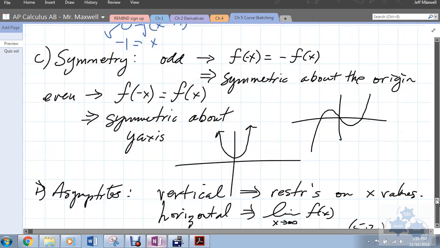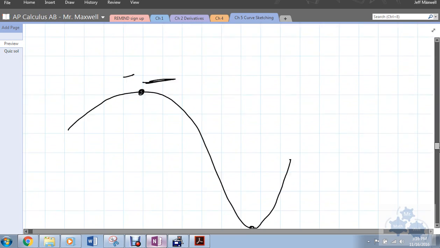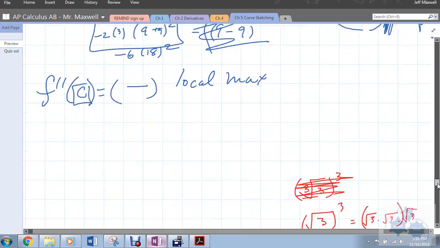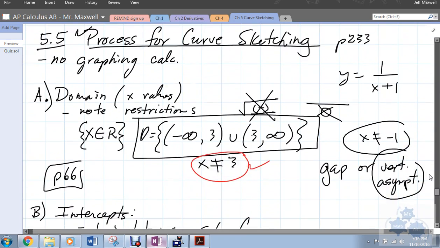So that's the procedure for curve sketching. I'll do an example with you next, okay? So that's the procedure, that's 5.5, procedure for curve sketching.